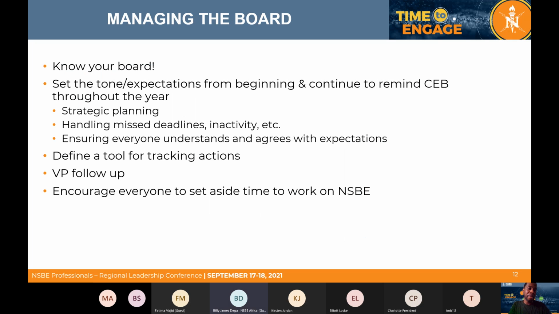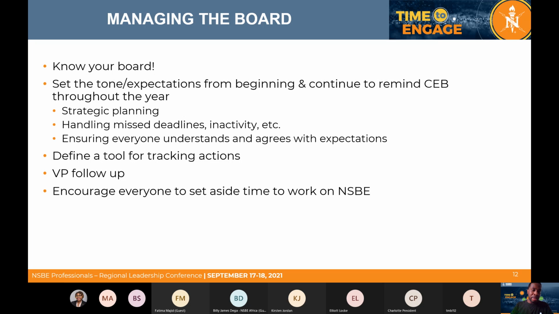So just some general tips for managing the board. First of all, know your board. You want to know who your people are, know their strengths and weaknesses, and be able to put everybody in the best position to succeed. And you want to set the expectations right at the beginning of what you want everybody to do, how you expect things to be handled, and make sure you remind people throughout the year what those expectations are.